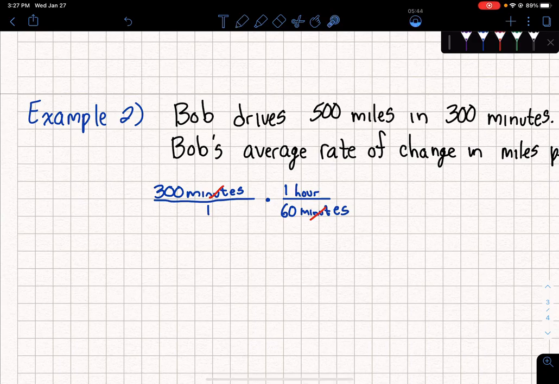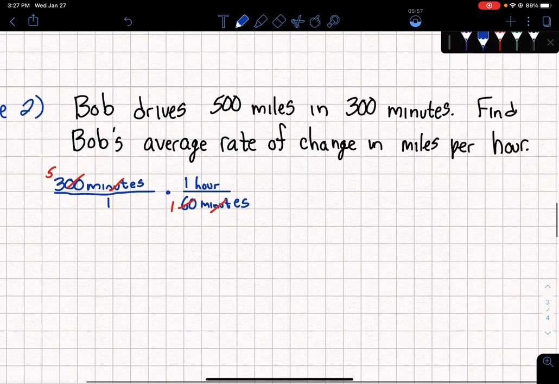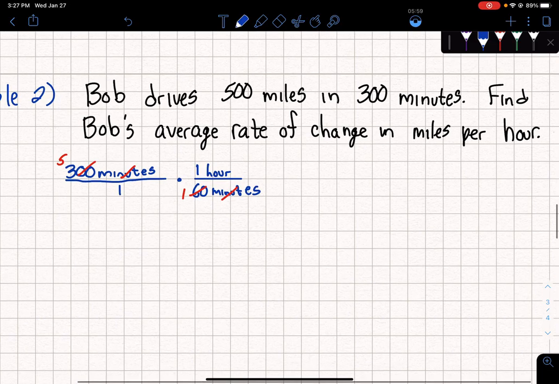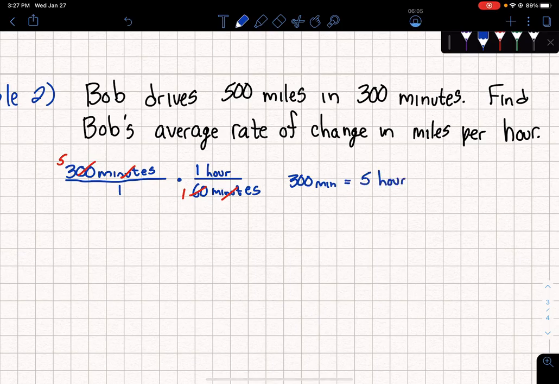We can also simplify this here. 300 over 60 is the same thing as 30 over 6, which is simply going to become 5. This becomes a 1, this becomes a 5. So we have just found that 300 minutes is equal to 5 hours.